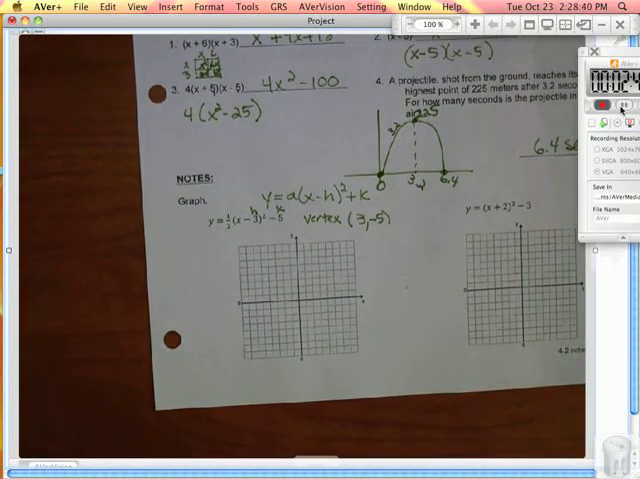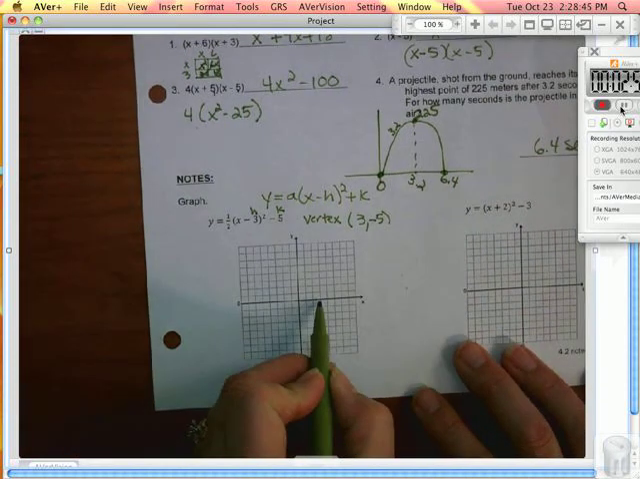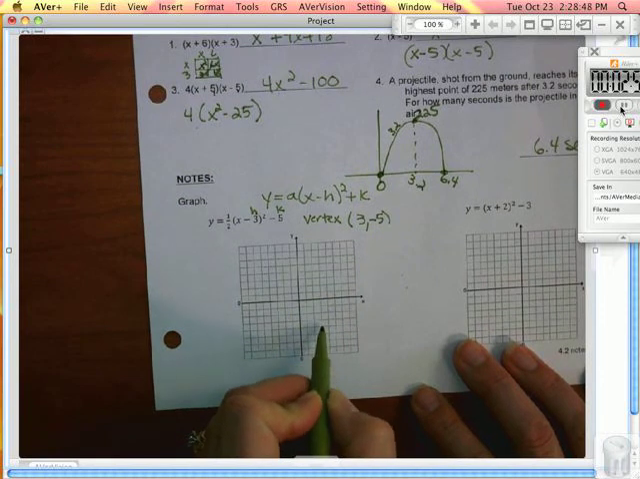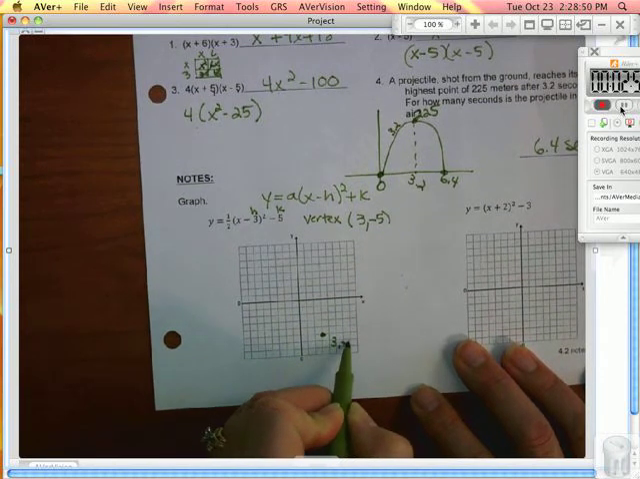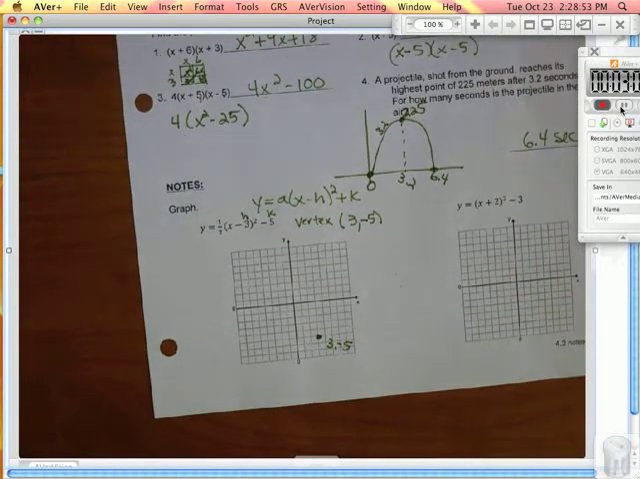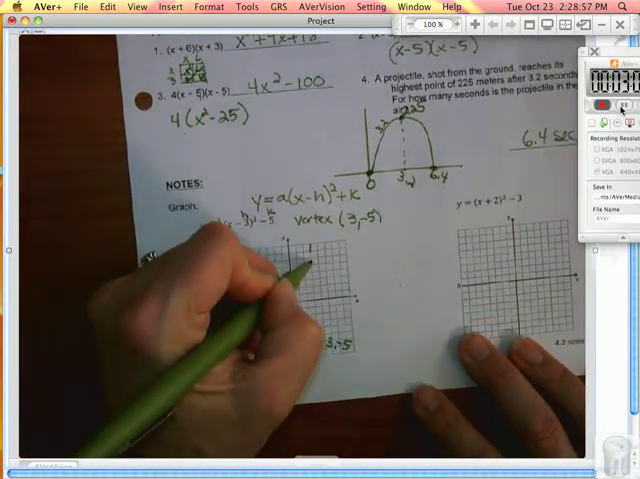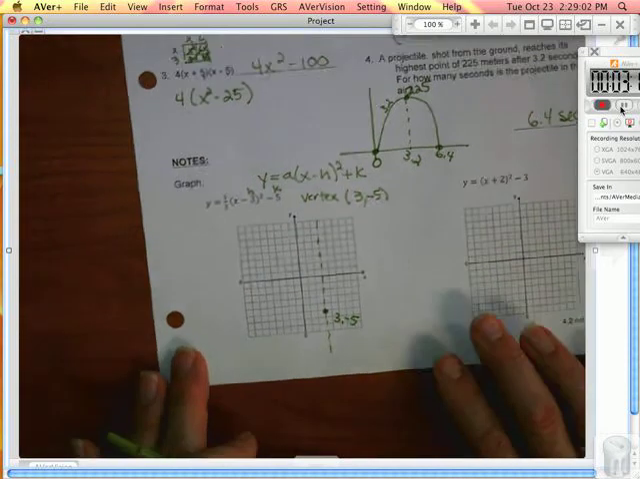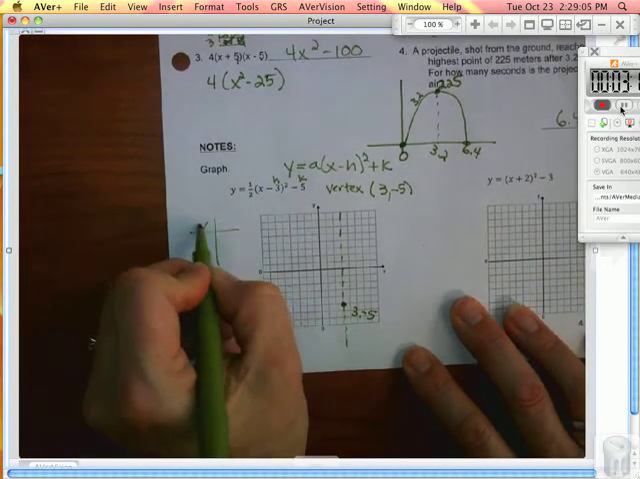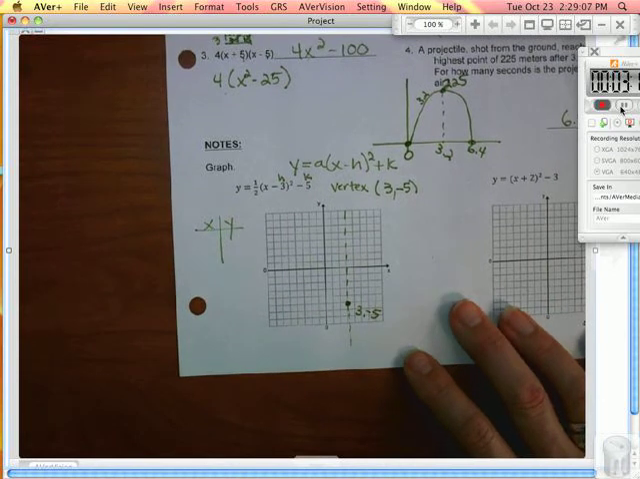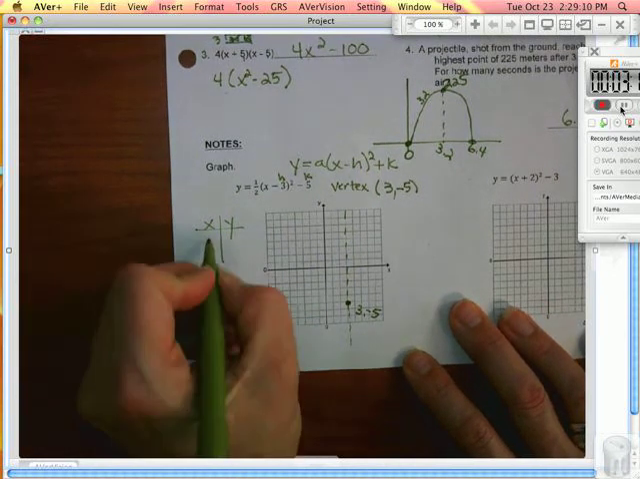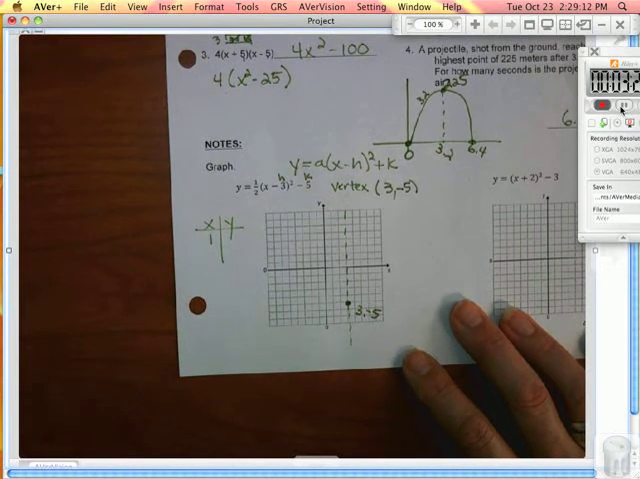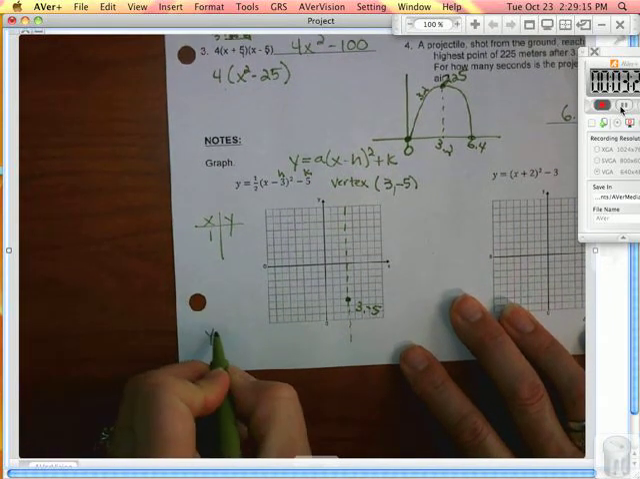That's the first thing I can plot, right? I can plot 3, negative 5. Over 3, down 5. That's my vertex. This is also my axis of symmetry, so I might as well just sketch that because that might help me get a point or two. Now, could you whip this on the calculator and get some more points? Absolutely. But it's really easy to do it by hand. Plug in a 1 for x and let's see what happens.